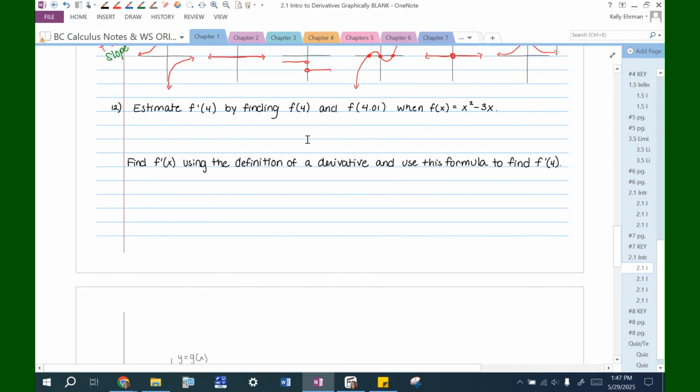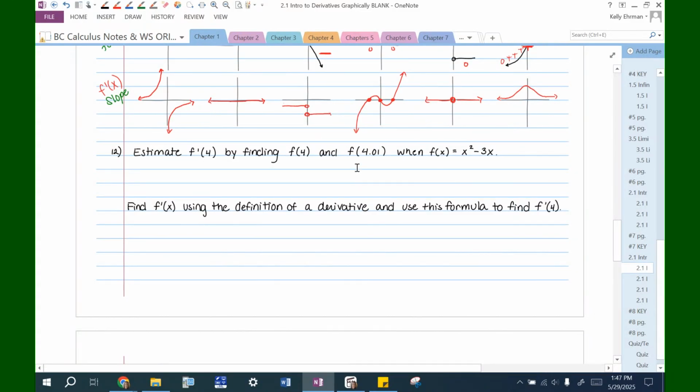Estimate f prime of 4 by finding f of 4 and f of 4.01, where f of x equals x squared minus 3x. So f prime of 4, we're saying it's about equal to f of 4.01 minus f of 4 over 4.01 minus 4. That should say f, not 4.